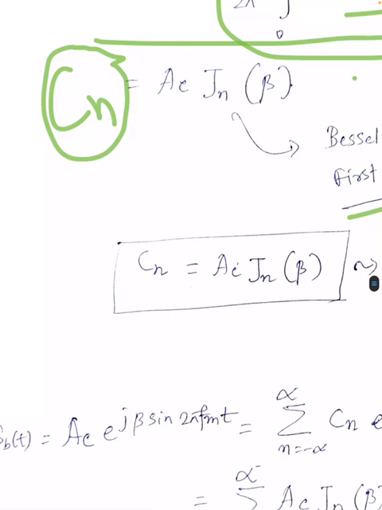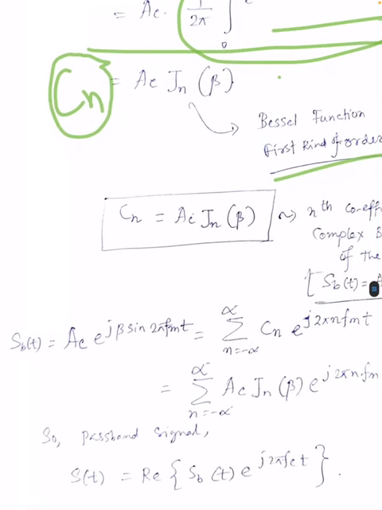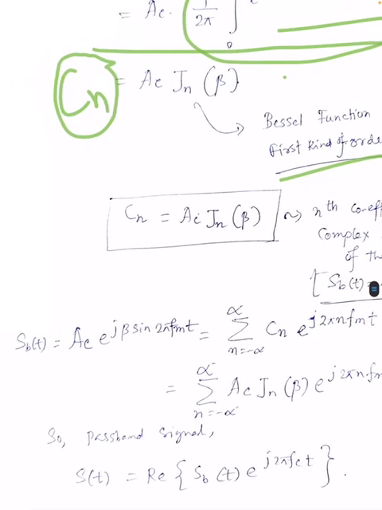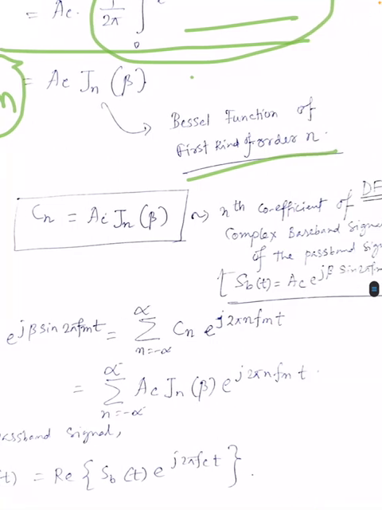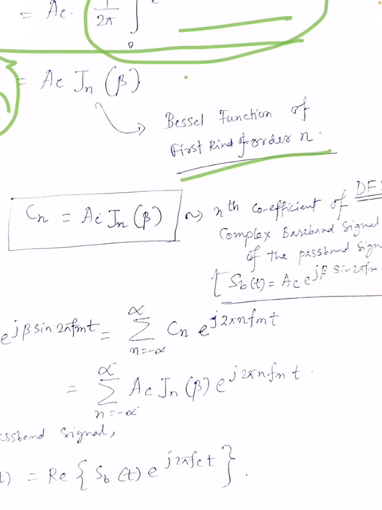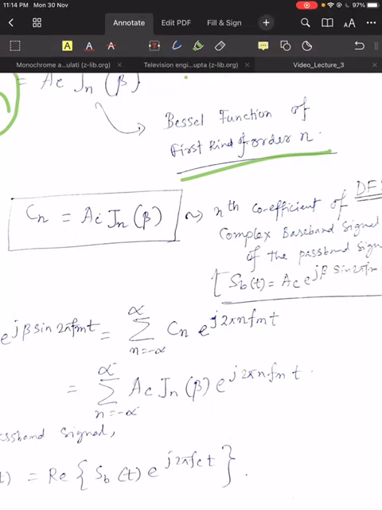And obviously then we can expand s_b(t) as a complex exponential Fourier series by this formula, and we can replace the value of C_n by A_c J_n, so A_c into J_n(β) e to the power j 2π n f_m t.